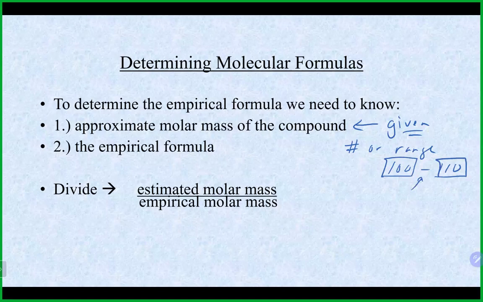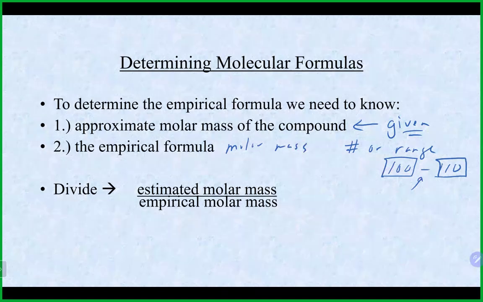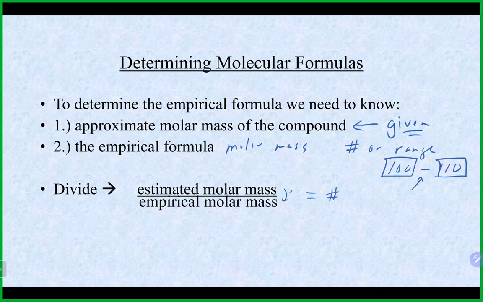The last thing you need to know is the molar mass of your empirical formula. So what you do with those numbers is you take the molar mass that they gave you in the problem and you divide it by the molar mass of your empirical formula, and this will give you a number. And that number is what you multiply the empirical formula by.